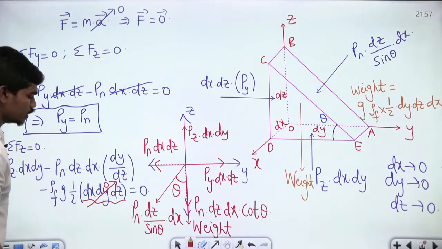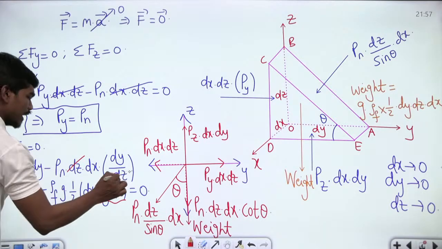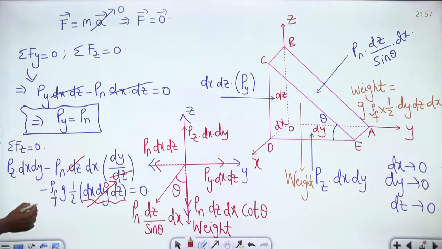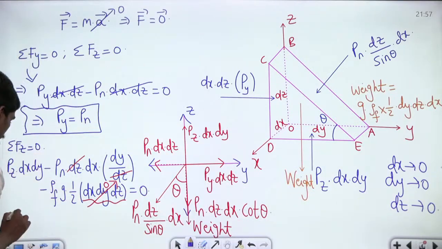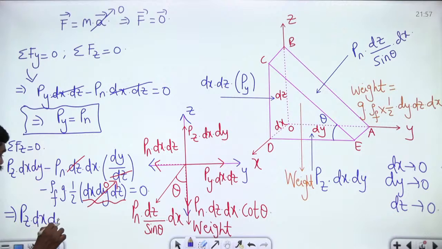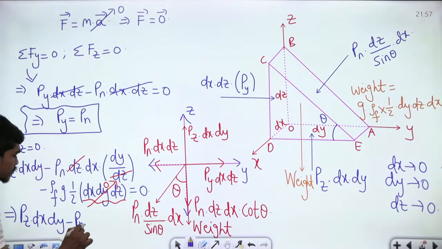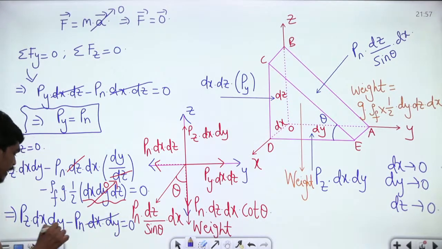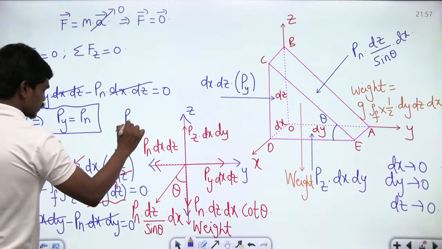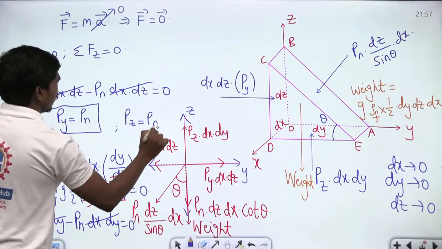When you neglect this to 0, then you can cancel the dz here. So what is left with you? Pz into dx dy minus Pn times dx dy is equal to 0, and dx dy gets cancelled. So Pz should be equal to Pn, which means you got one more thing, Pz should be equal to Pn.